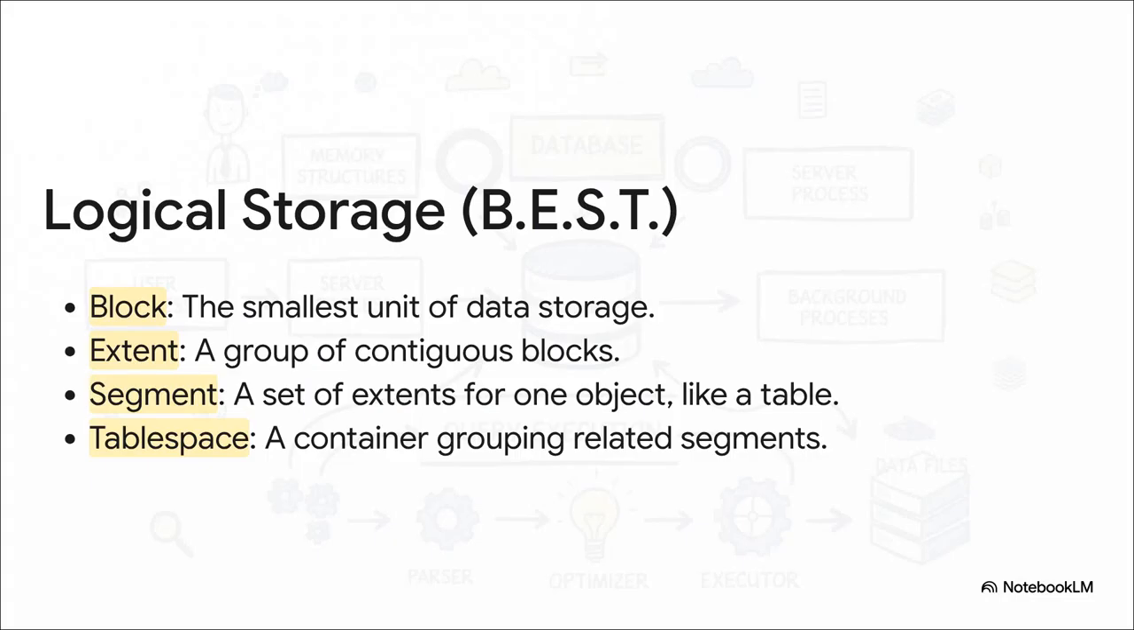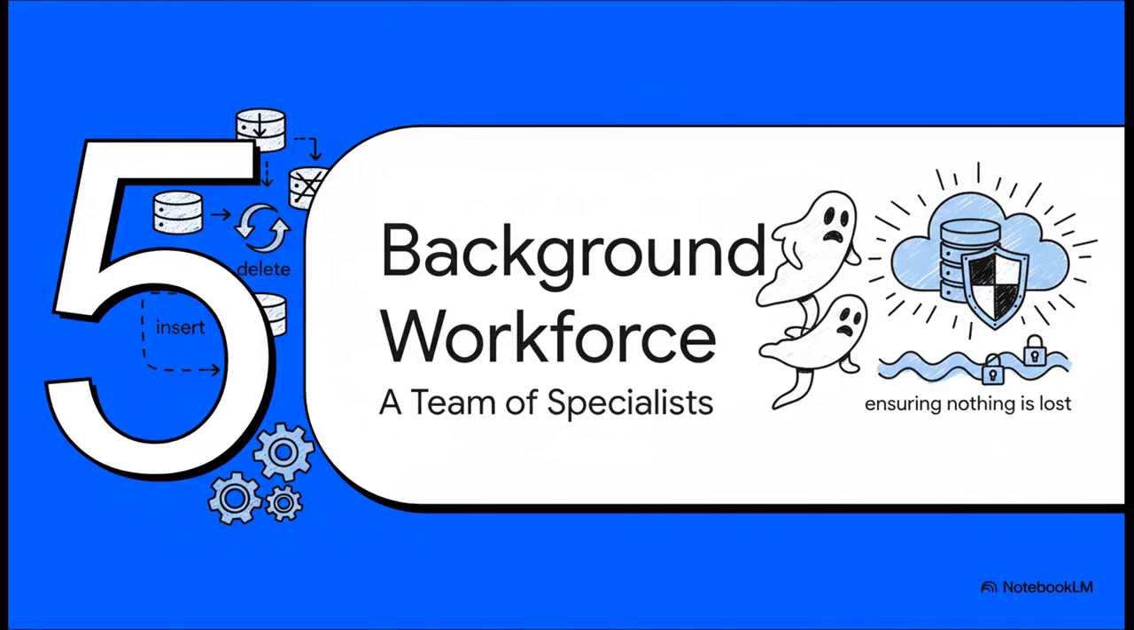So how does it do it? Well, Oracle uses this beautiful, simple hierarchy. It starts with the tiniest piece, a block. Then it groups those blocks into an extent. A bunch of extents make up a segment, which is basically a thing, like a table. And finally, you group related segments together in a tablespace. It's this awesome structure you can remember with the acronym BEST: block, extent, segment, tablespace. Pretty clever, right?